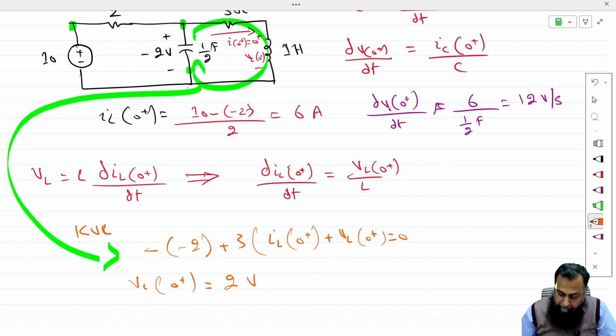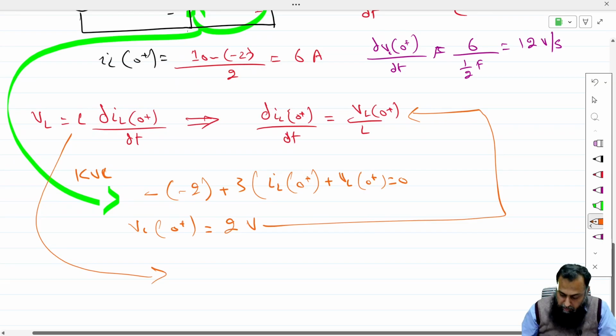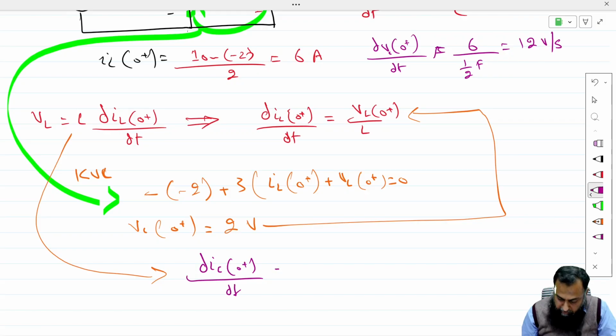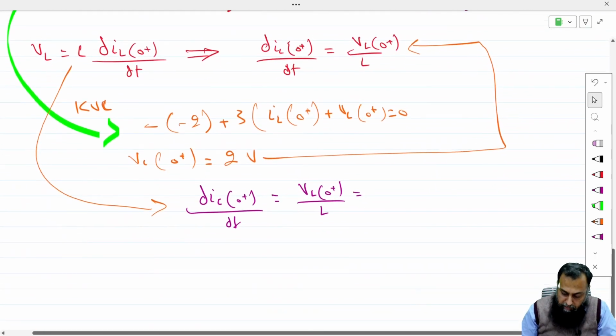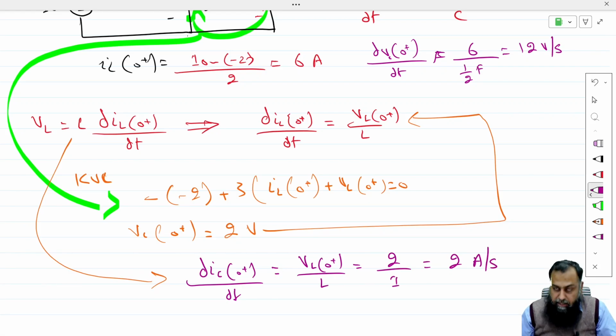With this in mind, if I substitute this value in here, diL(0+)/dt equals VL(0+) divided by the inductance. Inductance is equal to 1 Henry, and VL(0+) we have calculated to be equal to 2 volts. So that is equal to 2 divided by 1, which is 2 ampere per second, the rate at which the inductor current will change at time t equal to 0 plus. So only by calculating the initial conditions, a lot of other factors can be calculated.